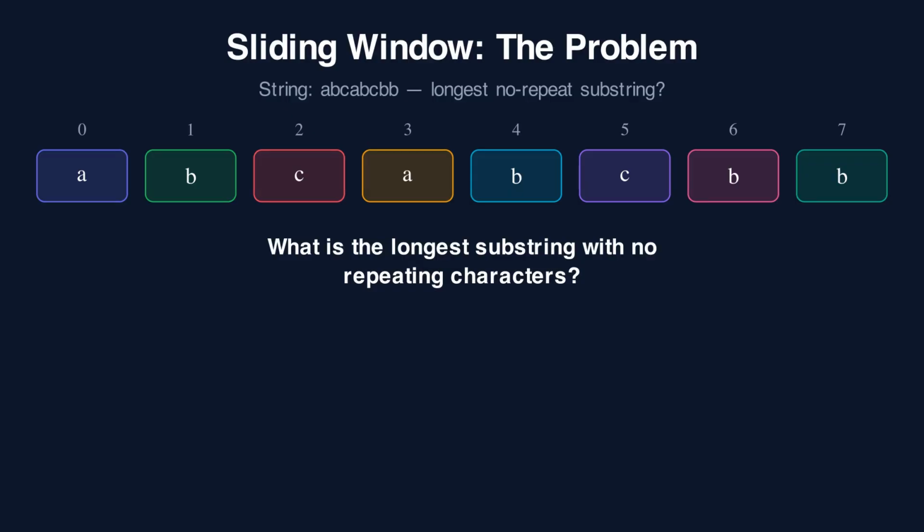You might initially think of a naive approach checking every possible substring, but this leads to a time complexity of O(n²), which is far too slow for larger inputs. The sliding window technique offers an efficient solution.